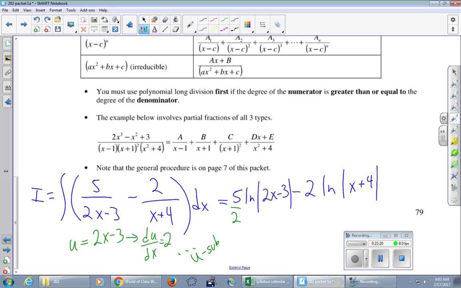The second guy is okay, but it's just like sort of a coincidence that we got lucky on that one. If you let u equal the x plus 4, what's the derivative? 1. So technically there's like an invisible divide by 1, but who needs to write that? Okay. All right, questions on that?